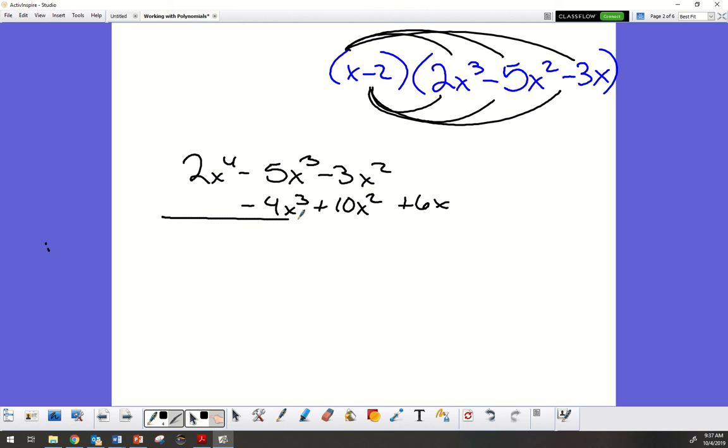Very good. Now from here we combine. How many x to the 4th do I have? So it's 2x to the 4th. And right here, how many total x cubes? Negative 9, right? So negative 9x cubed. This is going to give me how many x squareds? Positive 7, so plus 7x squared, and then plus 6x. Okay? So we got that. And then the next one.